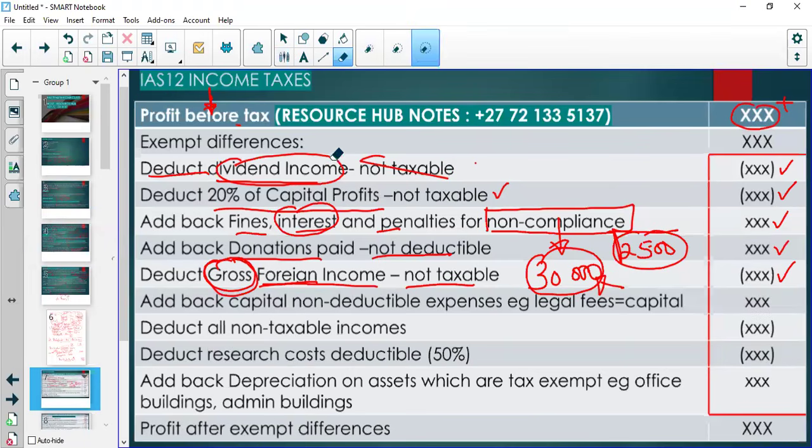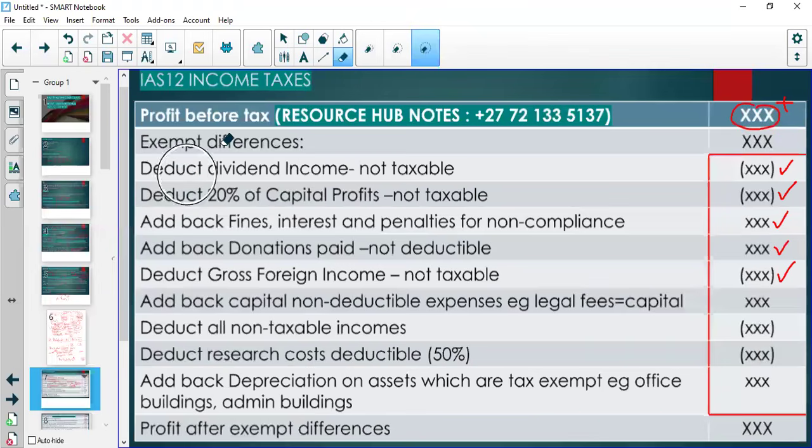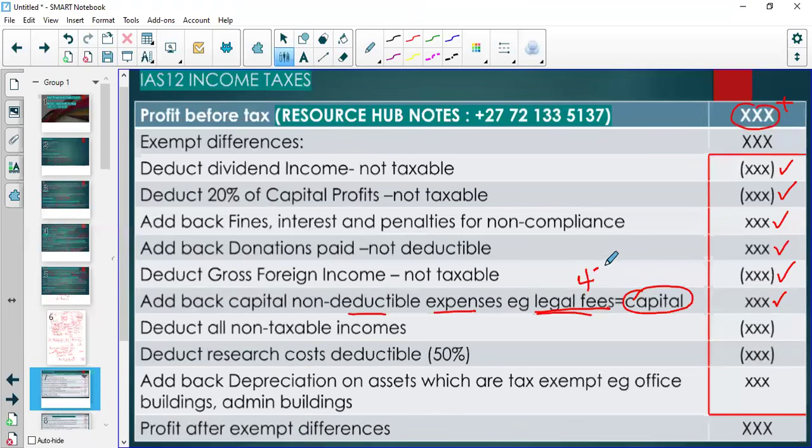These are examples of the ones that are popular, but we can have a whole lot of other non-deductibles and non-taxables. So anything that is non-deductible as an expense, we need to add it back. So we might be told that there are legal fees and they are capital in nature. They have to be capitalized. Right? And we may be told that 45% of the fees is capital in nature. Then that 45%, which is capital in nature, is non-deductible. And we need to add back the portion that is non-deductible.